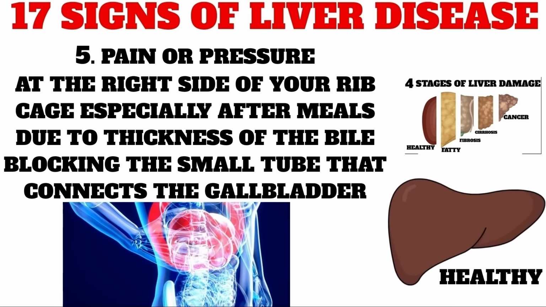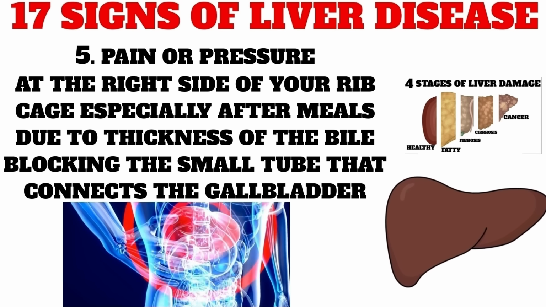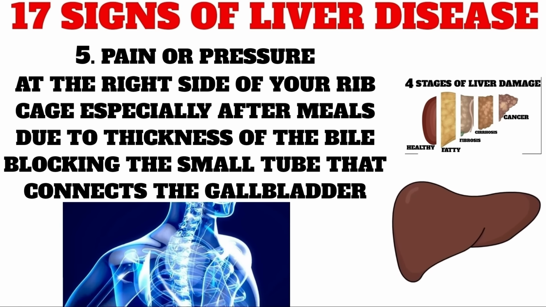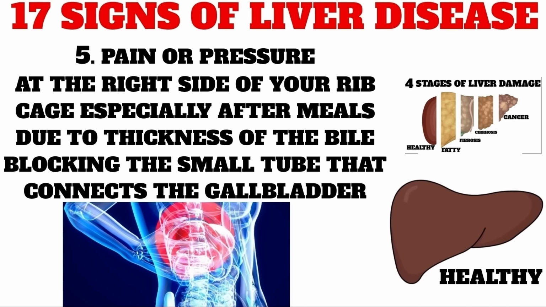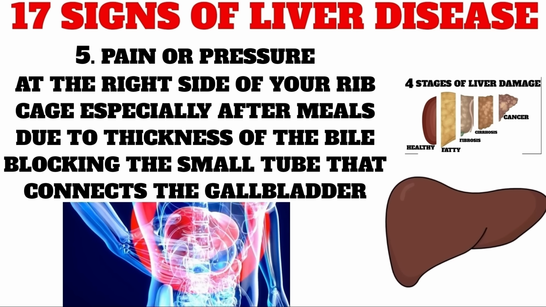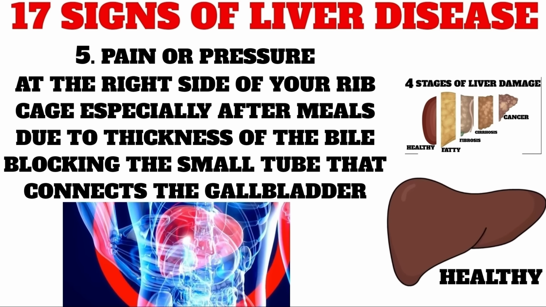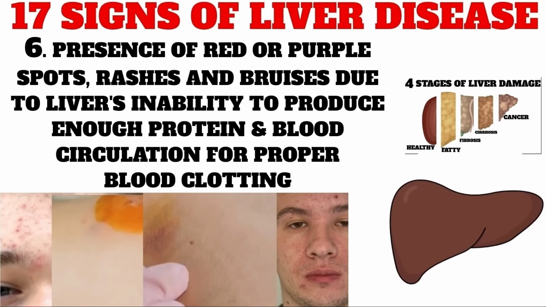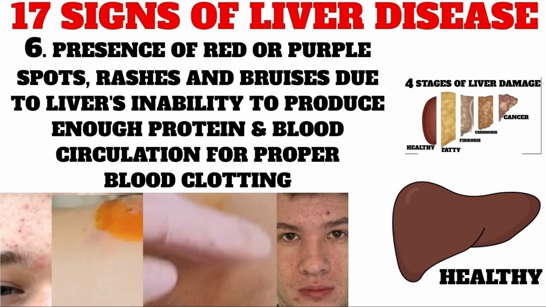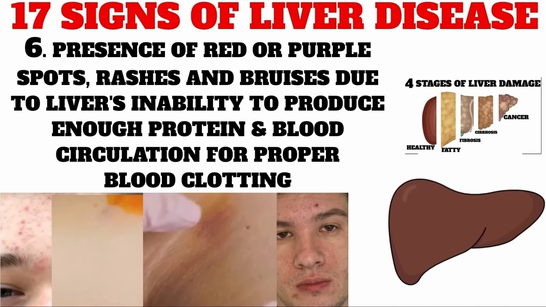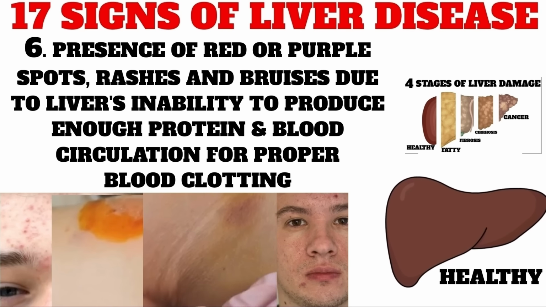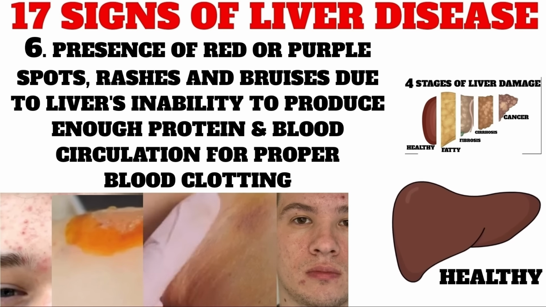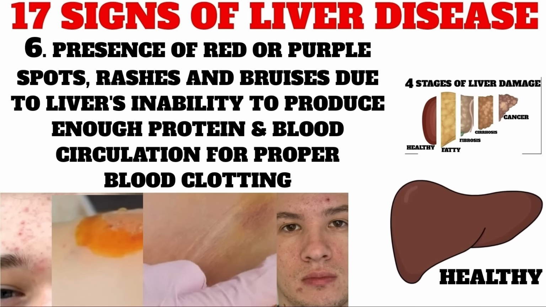Number 5. Pain or pressure at the right side of your rib cage, especially after meals, due to thickness of bile blocking the small tube that connects the gallbladder. 6. Presence of red or purple spots, rashes, and bruises due to liver inability to produce enough protein and blood circulation for proper blood clotting.